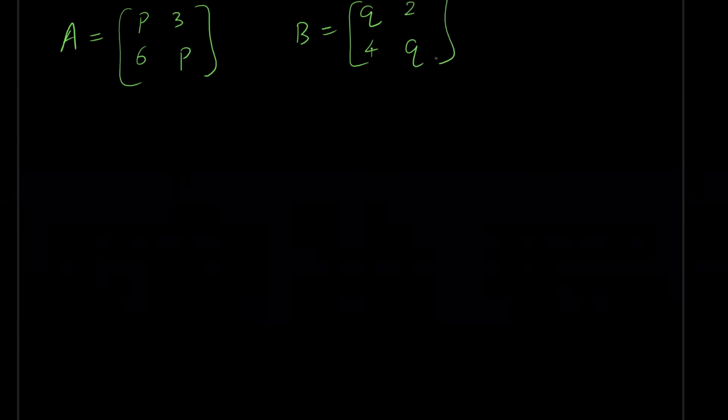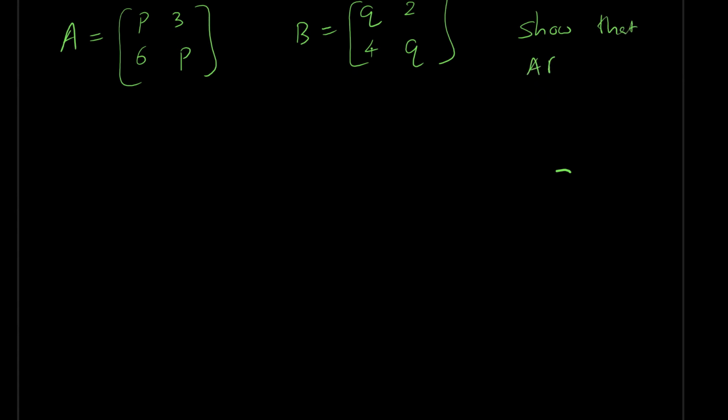How about this? Let's say A is P 3 6 and P. Now this is a nice problem. This is a problem that will provide an answer to one of the questions that I asked you in previous videos, and I kept that problem open. This partially answers that very general open question. Show that AB equals BA. Now let's first do this, then I'll talk about that.